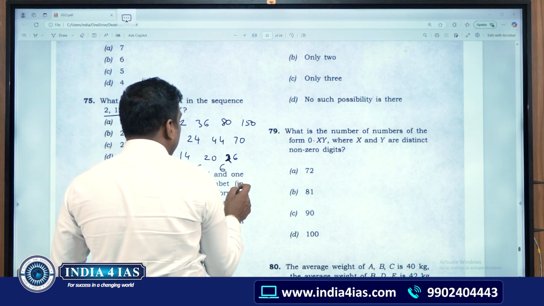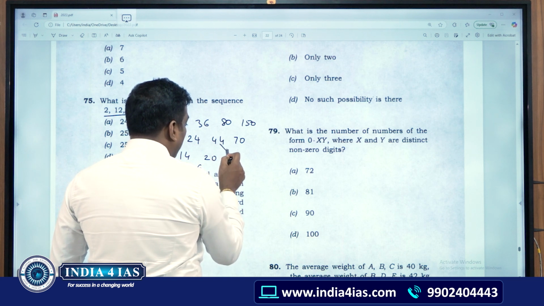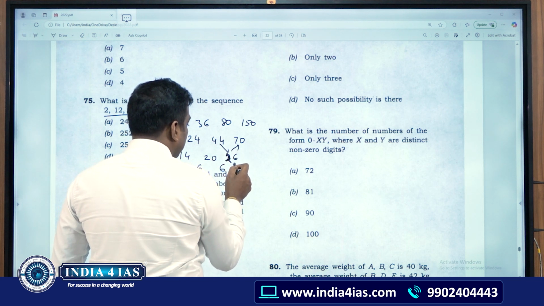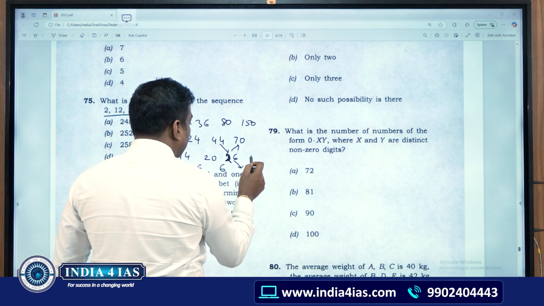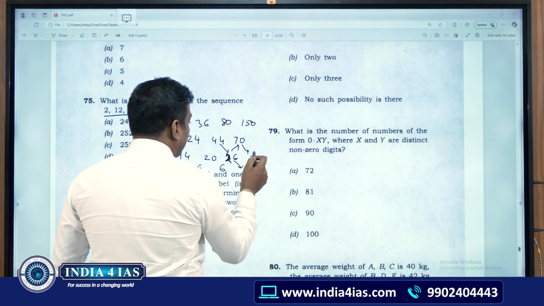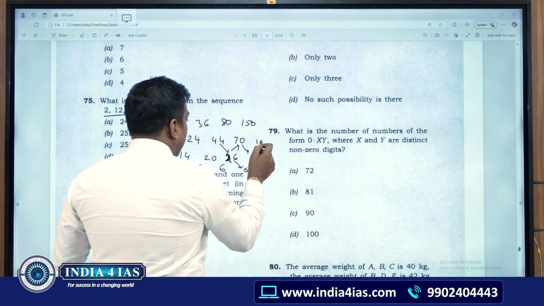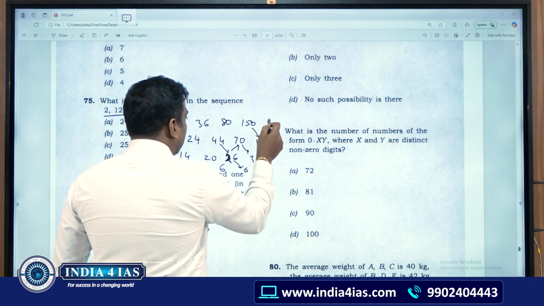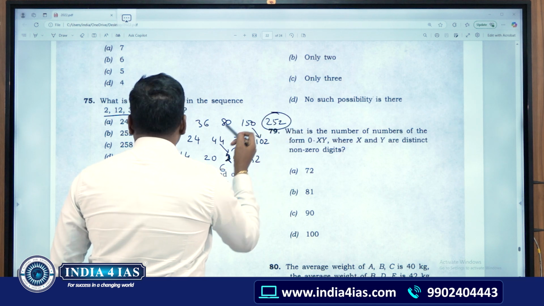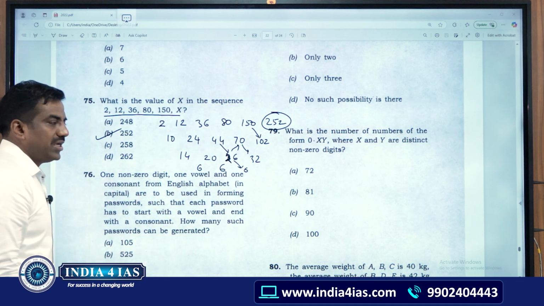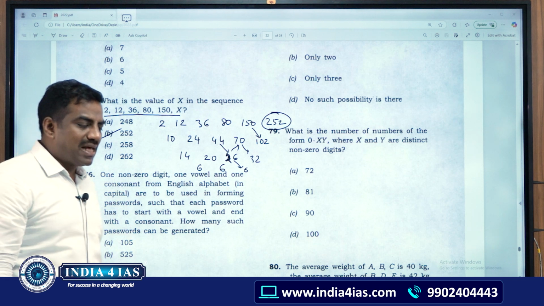Apply the same thing. So here 44 plus 26 is 70. So 26 plus 6 will give me 32. 70 plus 32 will give me 102. 150 plus 102 is 252. So answer is 252. So this is a simple classical problem.